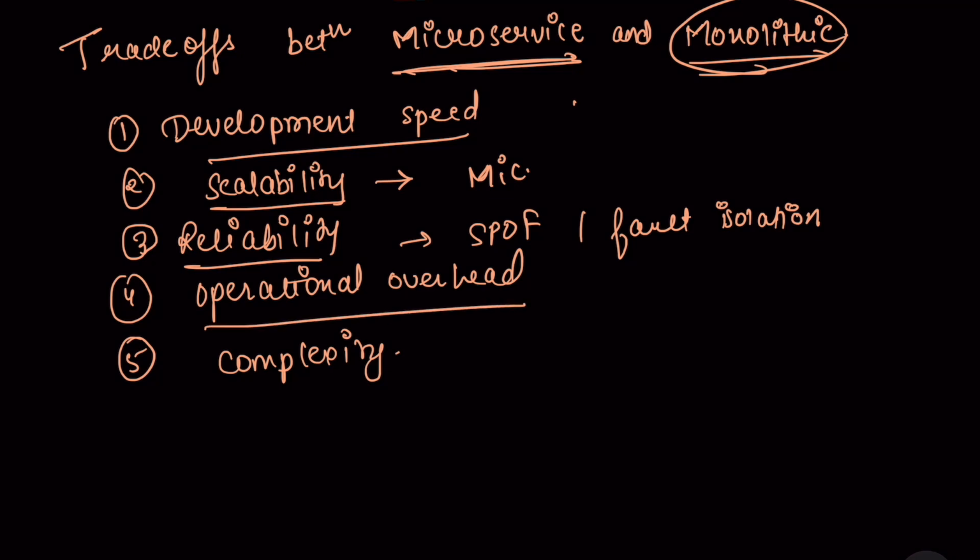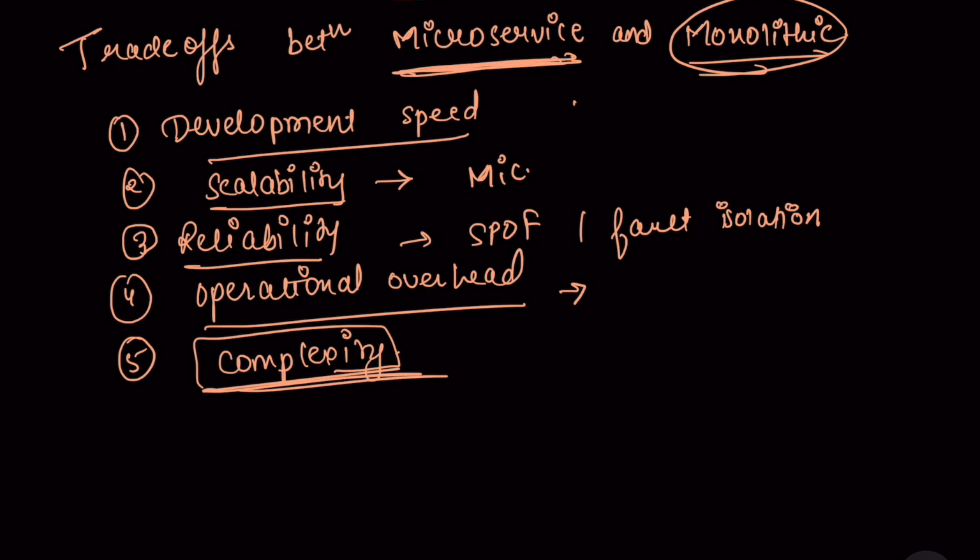Even if one service fails, the rest of the system will continue running. Then we have operational overhead. Microservice comes with a great operational overhead. You have to manage hundreds of services, secure communication and service discovery, and monitor all of the tools and expertise, okay? And the complexity, we know microservices are more complex than monolithic. But just because of the complexity, we are not going to ditch microservice, okay?